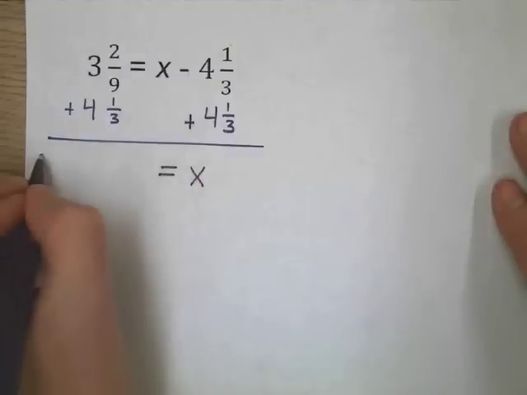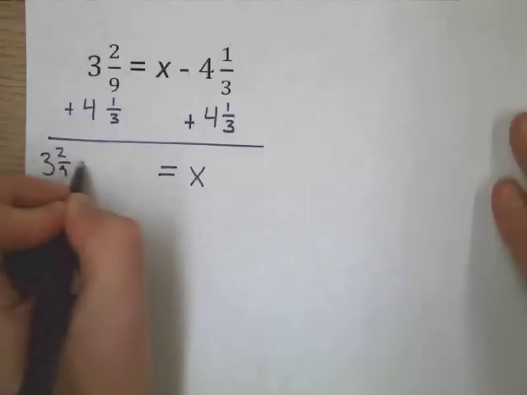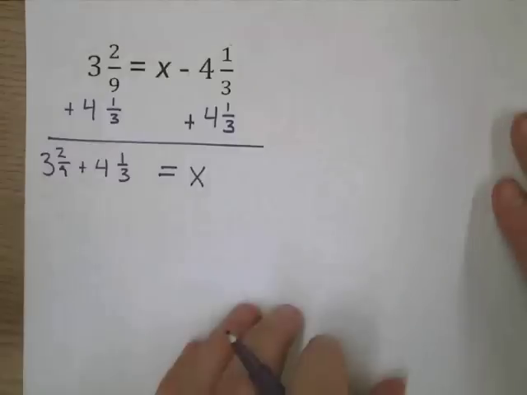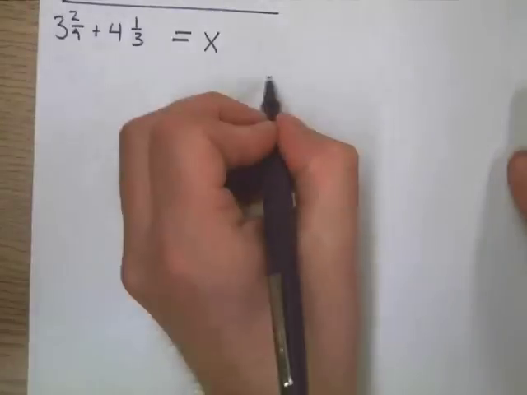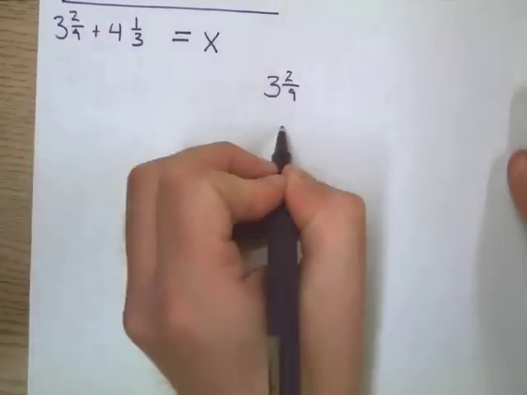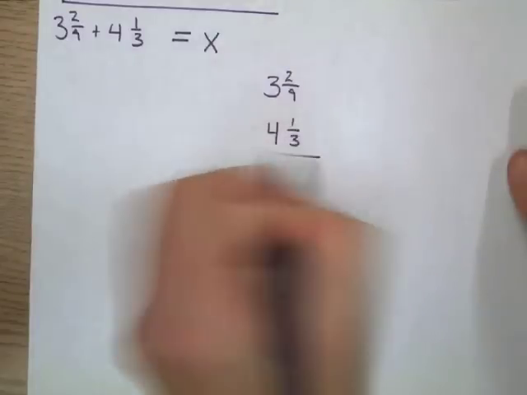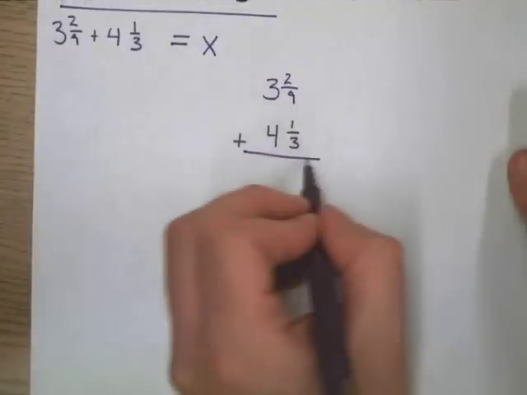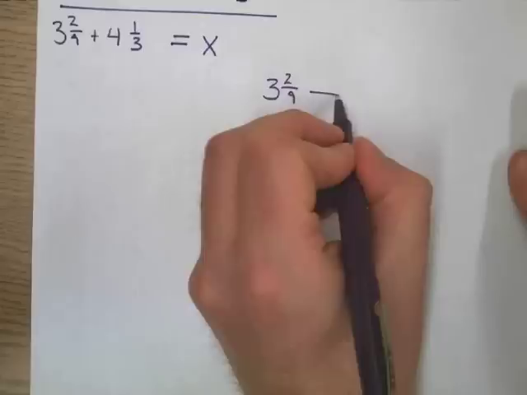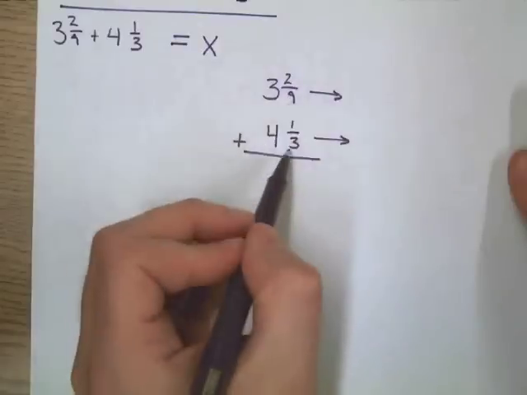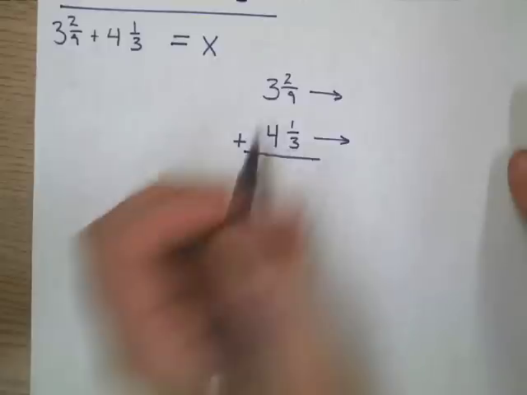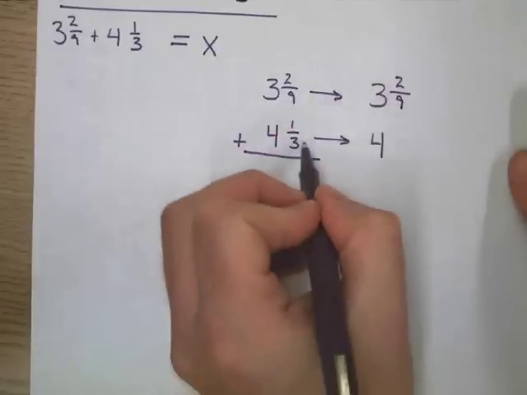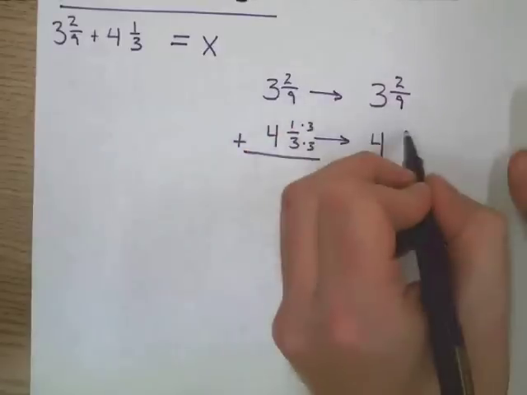And I have 3 2/9 being added to 4 1/3 over here. So I'm going to rewrite this a little bit, give myself a little bit more space. So 3 2/9 being added to 4 1/3. Well, I have unlike fractions, so I need to find a common denominator. And I notice that I can use 9ths as my common denominator. So I'm going to keep my 3 2/9, and I'm going to make 1/3 and turn that into 3/9.